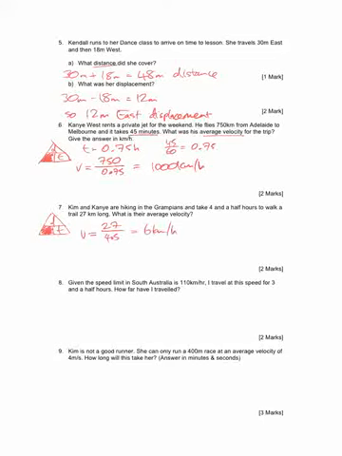Given the speed limit in South Australia is 110 kilometers an hour, I travel at this speed for 3.5 hours. How far have I traveled? So speed is equal to distance over time. I'm looking for the distance. So distance is equal to the speed times the time. The speed was 110. The time was 3.5. 110 times 3.5. 385 kilometers distance.